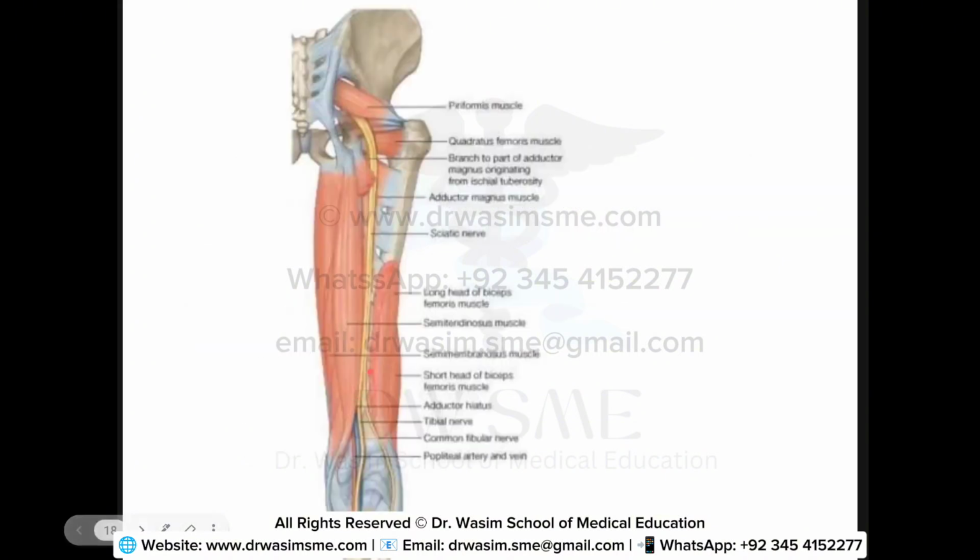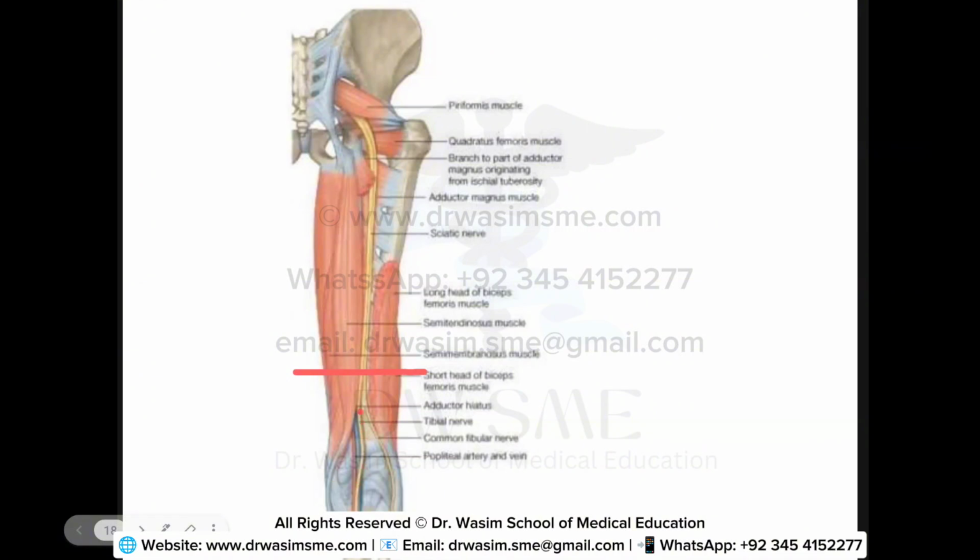So over here, it is going to divide. It is approximately at the level of the start or just above the popliteal fossa. It is going to divide into these two branches. The common peroneal nerve is going to be one of the most lateral and superficial components of the popliteal fossa, and one of the components which is superficial is the tibial nerve in the popliteal fossa.